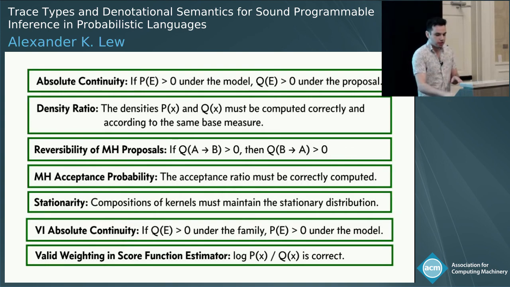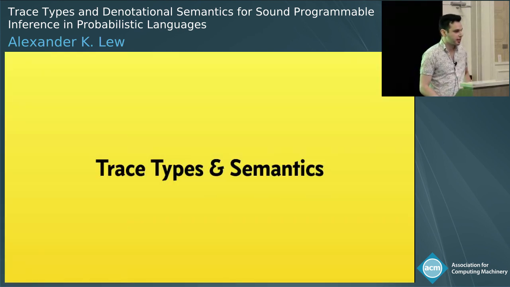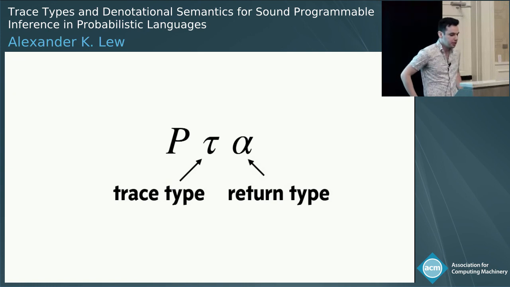Okay. So there are all of these web of requirements for users of probabilistic programming systems with programmable inference. How do we actually make this manageable for the user? And so our solution is with types. So our basic approach is this.